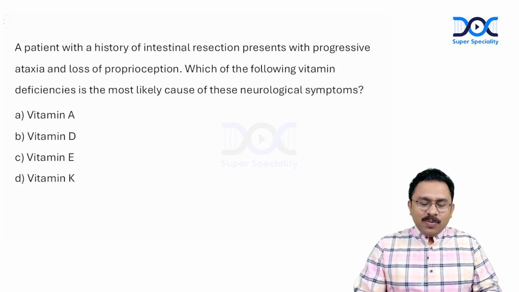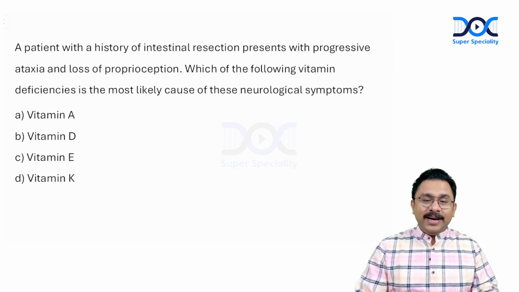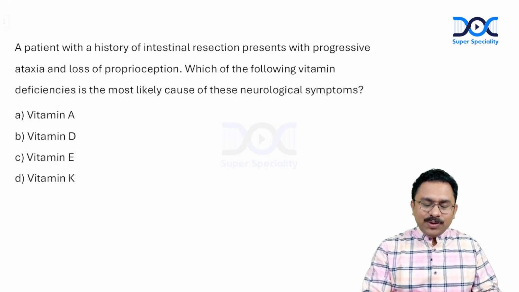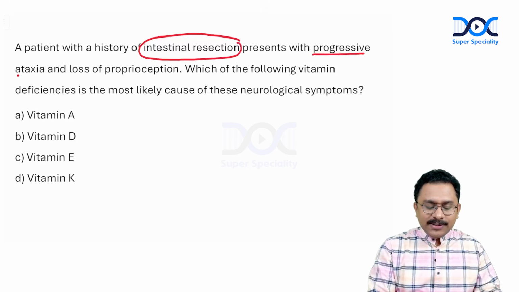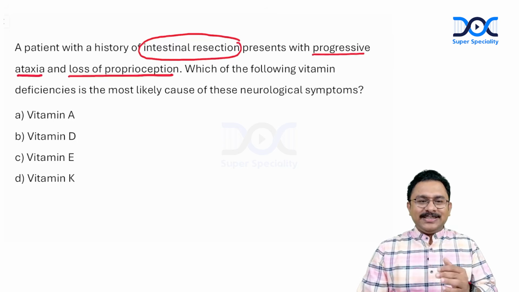A patient with history of intestinal resection presents with progressive ataxia and loss of proprioception. Which of the following vitamin deficiencies is most likely to cause these neurological symptoms? So definitely there has to be a link between intestinal resection and the symptoms of the patient, that is progressive ataxia and loss of proprioception. So what vitamin deficiency is this likely to be?